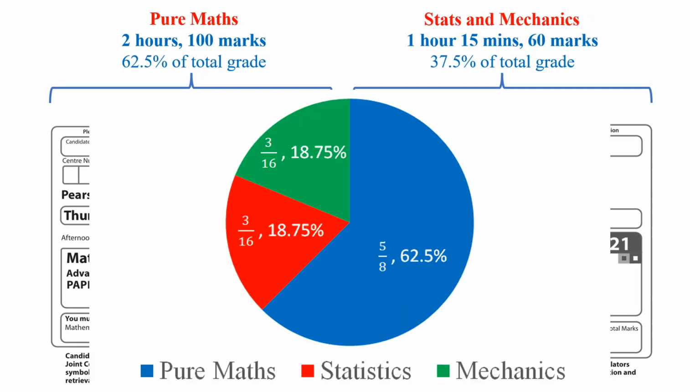So this is the breakdown of the marks for AS. 62.5% of the marks are for pure maths and then 37.5% is for stats and mechanics. So stats and mechanics is a tiny bit more important in AS than it is in A-Level, and like A-Level you're allowed a calculator in both papers.